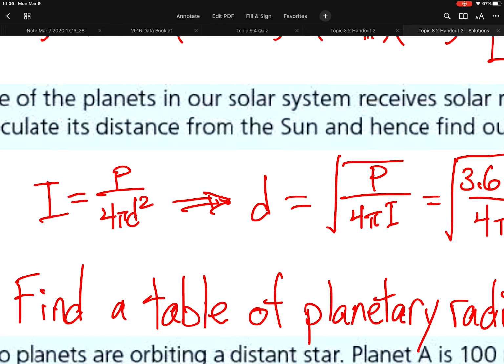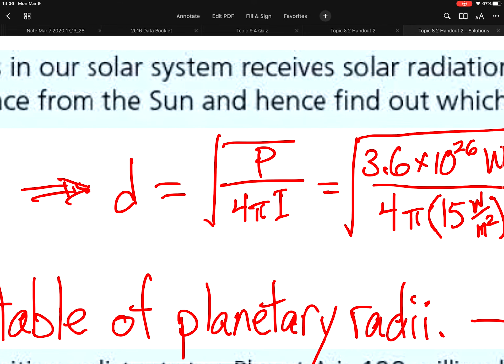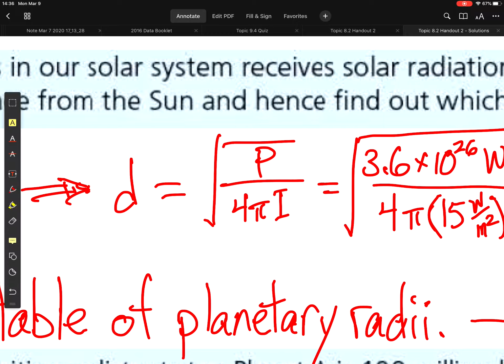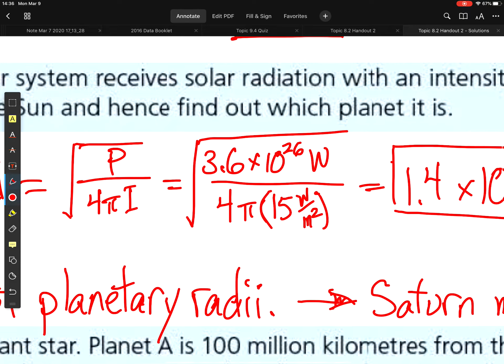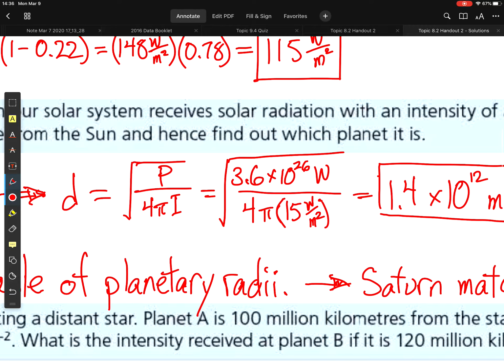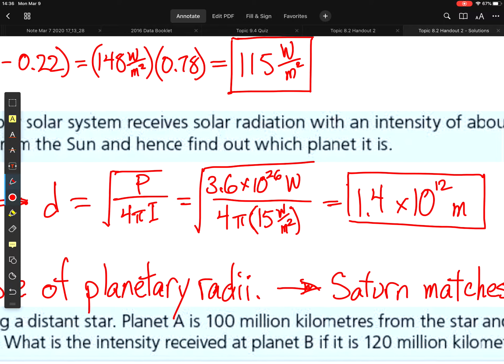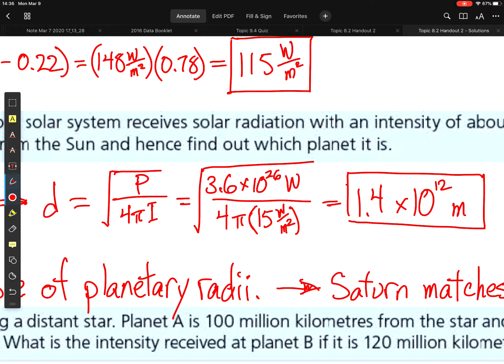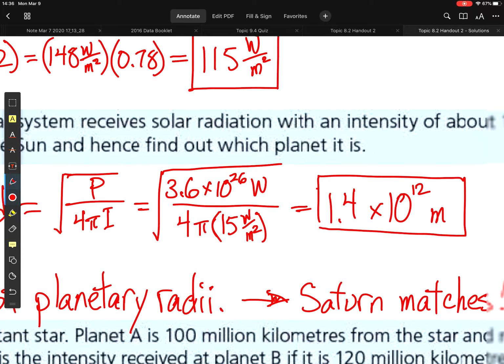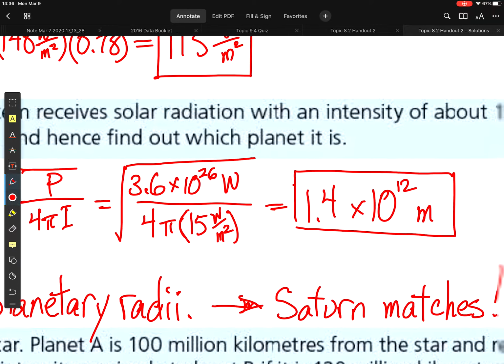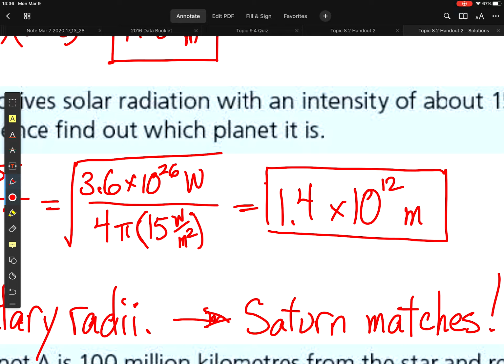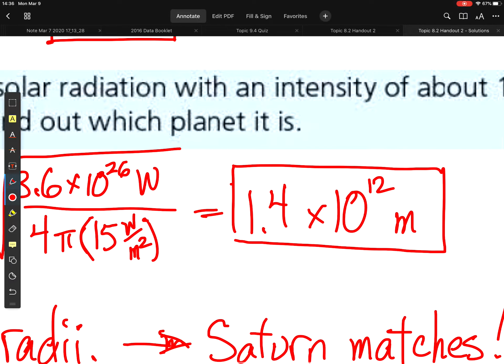All right, anyway, if we know this equation, then it's fairly straightforward to rearrange it such that D is equal to the square root of power divided by 4 times pi times the incident radiation. Okay, the power then is the power of our sun, which is about 3.6 times 10 to the 26 watts, divided by 4 pi times 15 watts per meter squared. And we get then a radius of about 1.4 times 10 to the 12 meters.